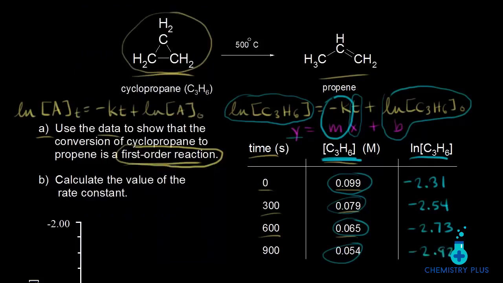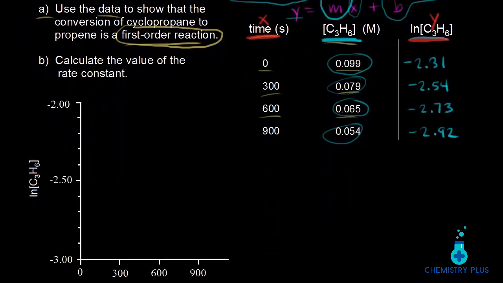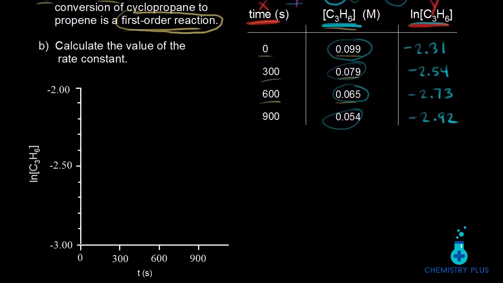And so now we're going to do the natural log of the concentration of cyclopropane on the y-axis, and we're going to do time on the x-axis. So let's go down here and look. I already have the axes labeled. So on the x-axis we have time, and on the y-axis we have the natural log of the concentration of cyclopropane. So let's figure out some points here on our graph.